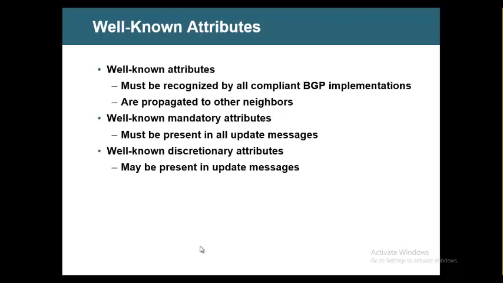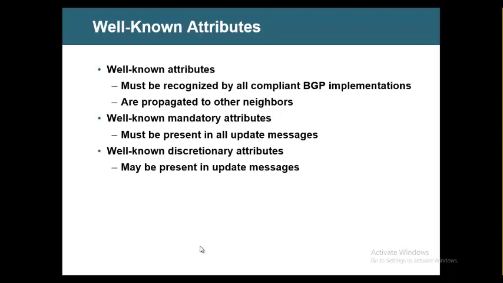Such attributes are called well-known. For example, there is an attribute called next hop. Next hop is a well-known attribute. See, when someone is advertising your route, if they don't put any next hop in it, what is the use of that route advertisement? There is no use of processing the route for you. You don't have any clue where to send now.